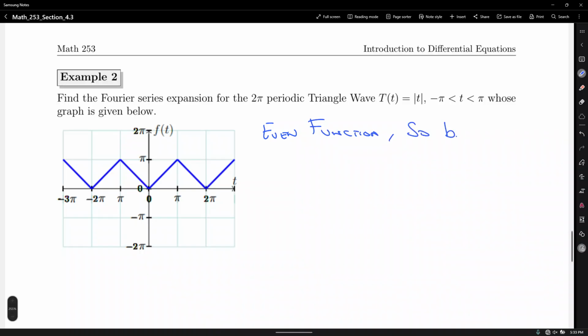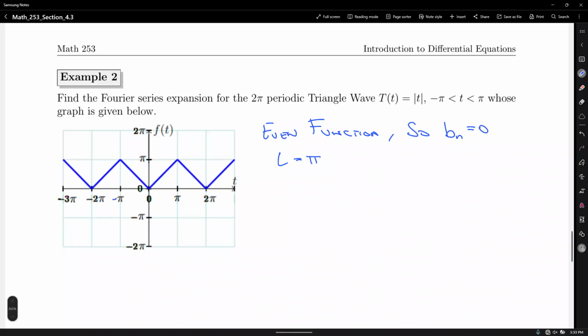So b sub 7 equals 0. That means we would need to calculate only two coefficients, a sub 0 and a sub n. Okay? So, what about L? That is like the semi-period. L equals pi, right? Because we integrate between negative pi to pi. Actually, there's a little typo here on the graph, that's supposed to be minus pi, not positive pi.